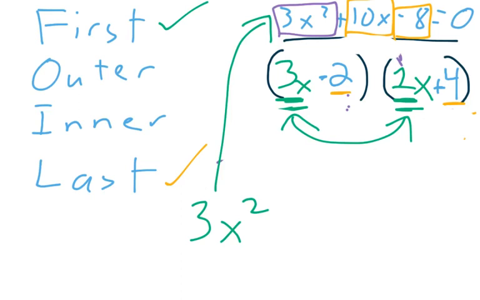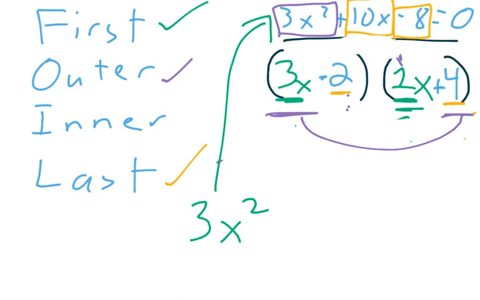But now I have to multiply my outer numbers. So my outer numbers are the numbers on the outside. So I have a 3x times a 4. So 3 times 4 gives me 12, and then that letter x is going to be stuck with it.